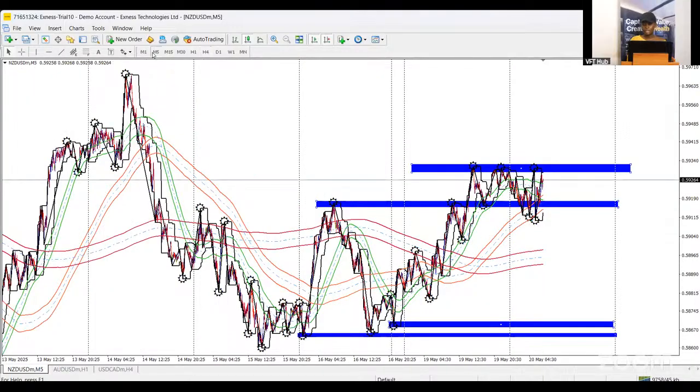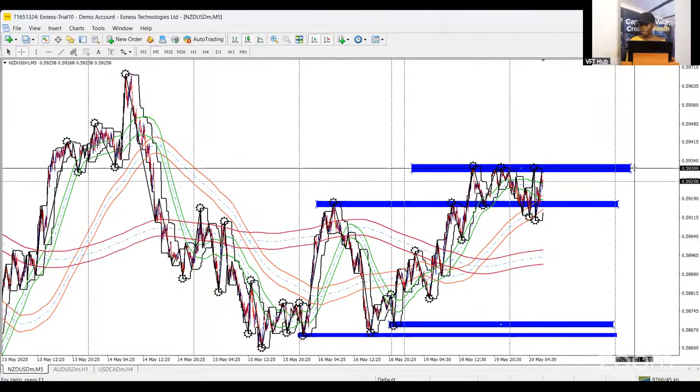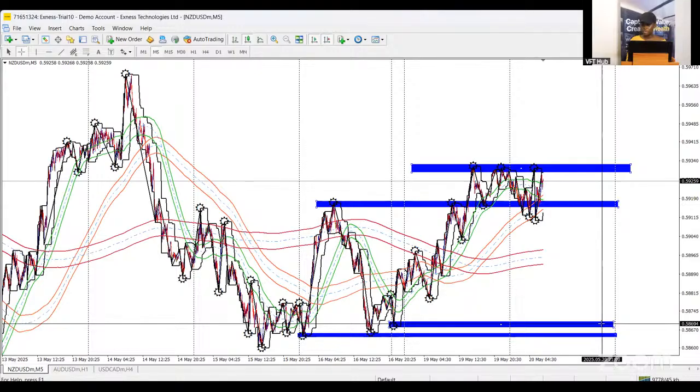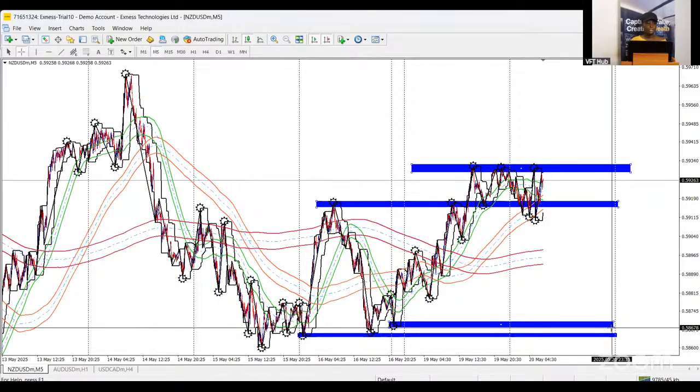So if you don't have the indicators, that's fine. Just take note of the price point on the right hand side. I'm going to use this crosshair tool. So the first POI is somewhere around 0.59312, and then the second one is 0.5917181. Let's use 181. And then the third point of interest is 0.58694 and 0.58652. So these are now the points of interest.